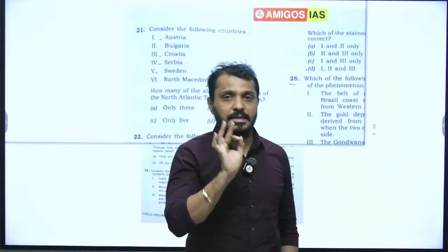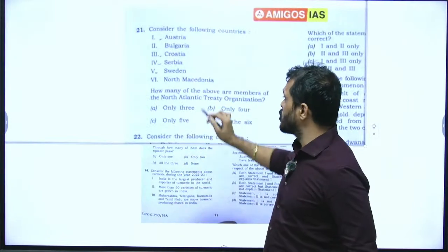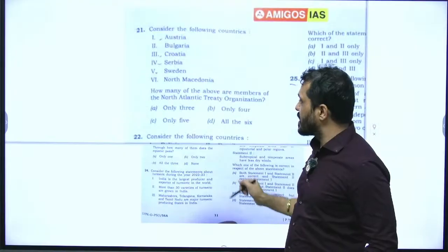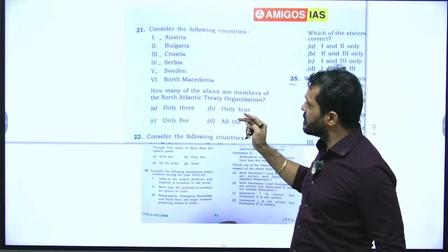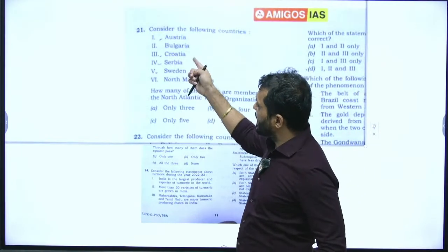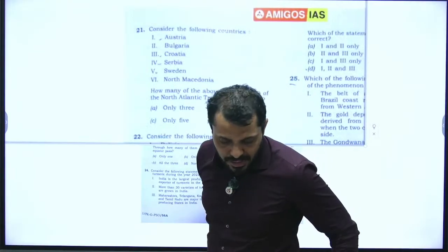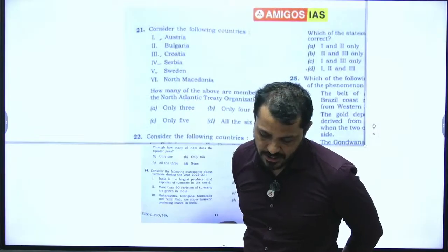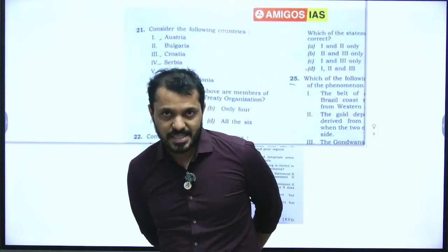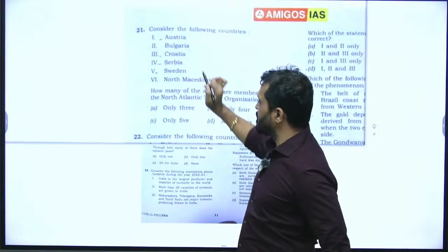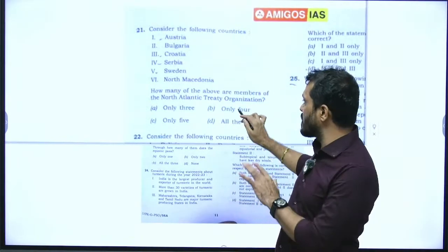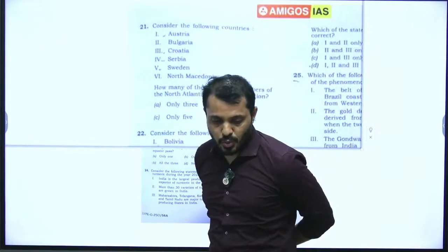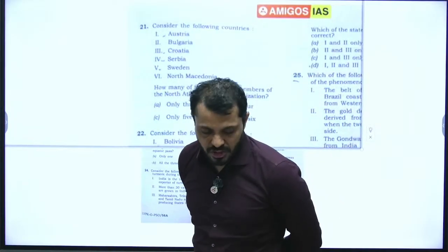Now let us see. Recently, Sweden joined, so Sweden is a member of NATO. Then North Macedonia is also a member of NATO. Bulgaria joined in 2004, and Croatia is also a member, in 2009. So obviously, except Austria and Serbia, all the 4 other countries are members of NATO. So the answer to 21 is B.